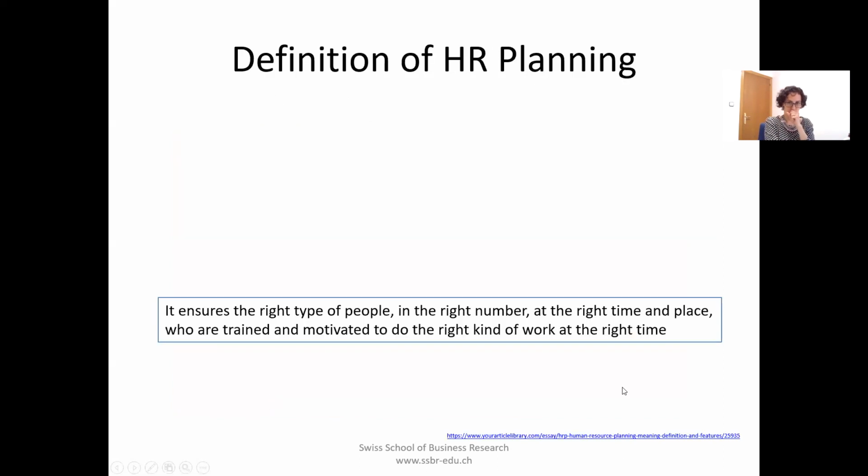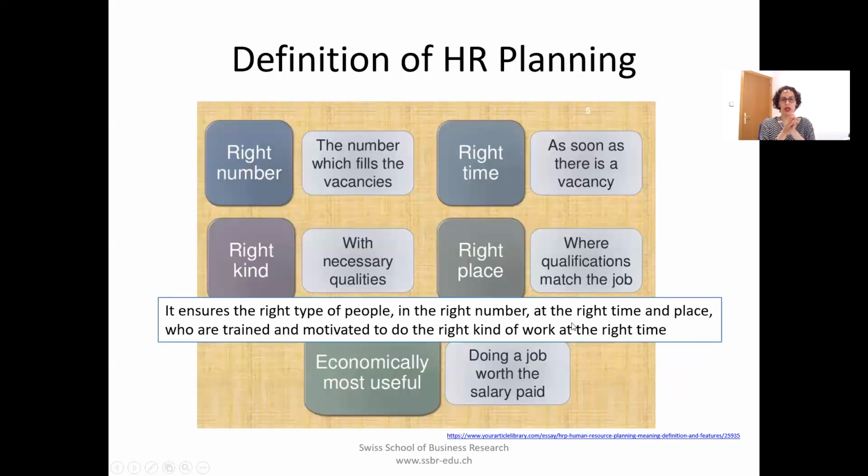So what else can we look at when we are talking about HR planning itself?